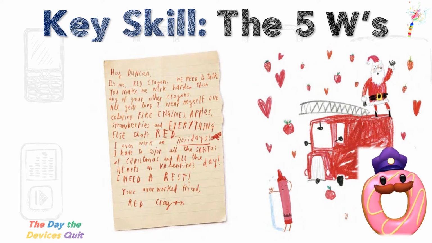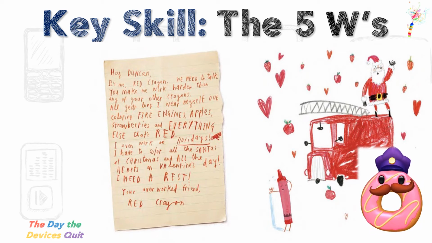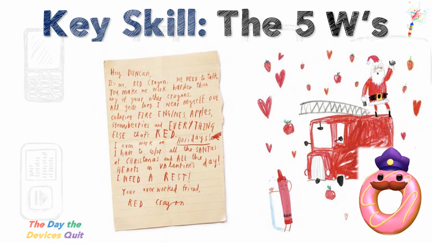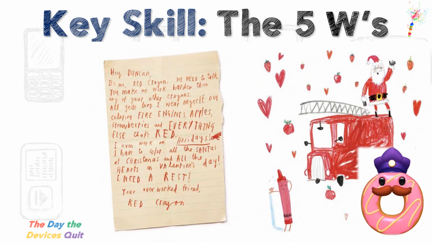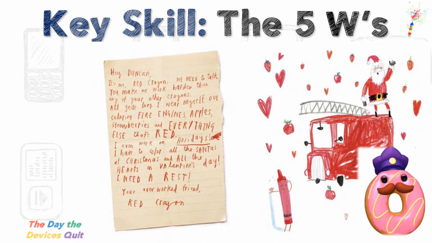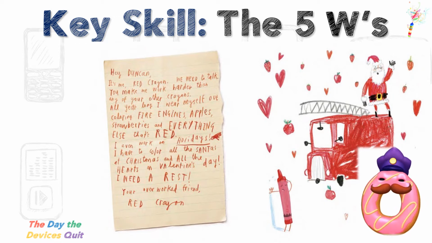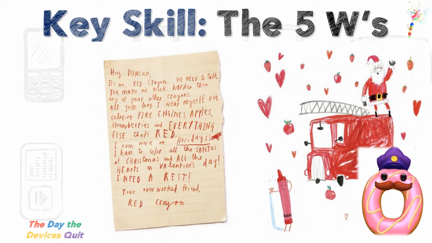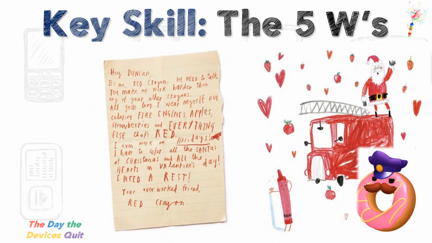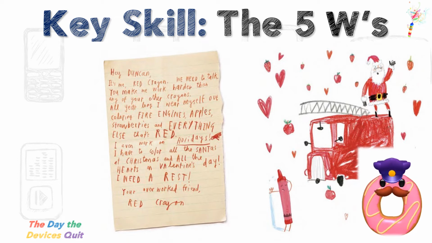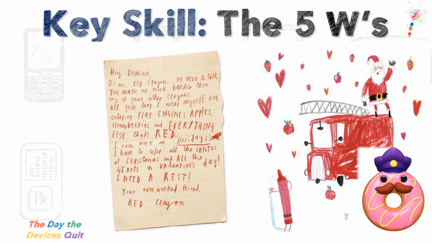One of the key skills in writing a recount narrative text like we are this week is using the 5 W's, and they are who, what, where, when, and why. Now, what I've done for the red crayon's letter that you can see on the screen is I've tried to identify each of the 5 W's. I'll admit that where was quite hard to find in this letter. On the next slide, I'm going to show you my own waggle, but we'll come to that in a second.